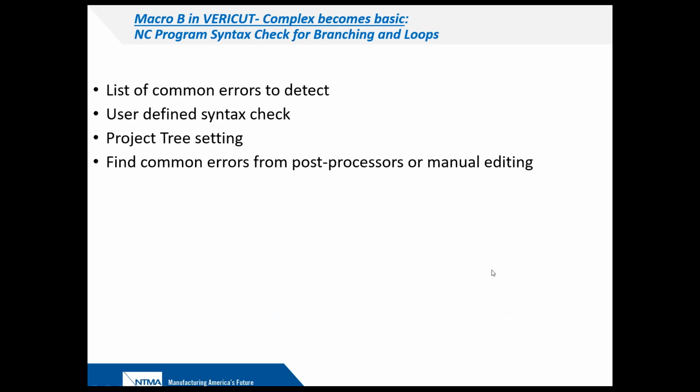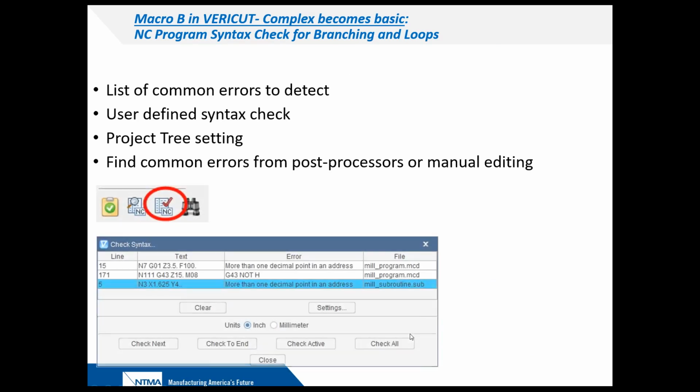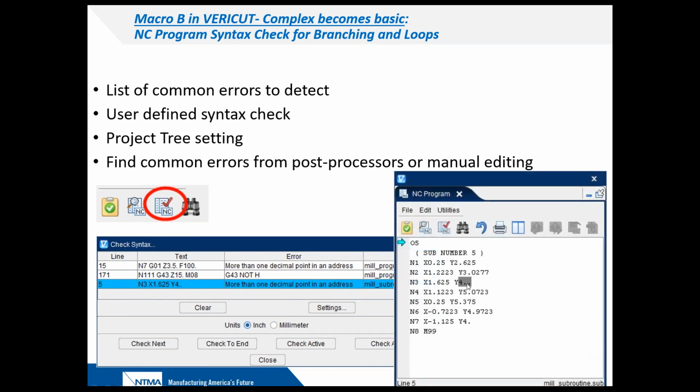So there's a list of different errors you can check, different syntax checking, and we'll take a look at this option here in the sample. As you can see, when you run the check syntax, it gives you all the different types of syntax errors, and then you can actually see what line those occur on. So here we have 2 decimals behind this Y value of 4.